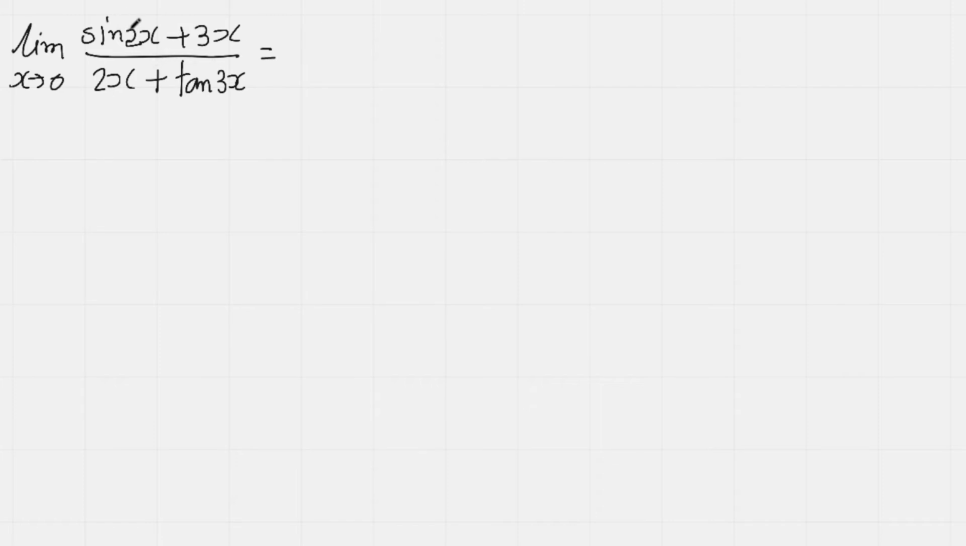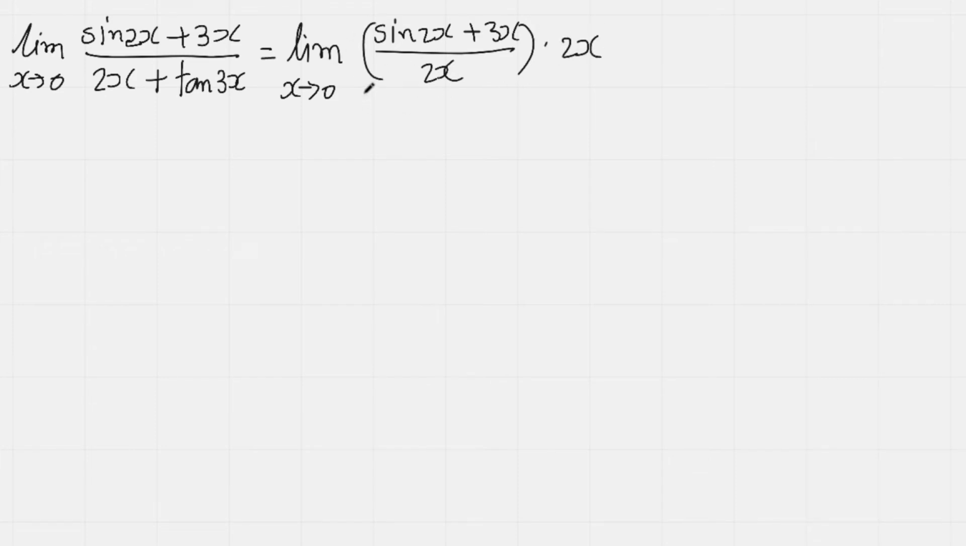So here we can see that the angle of sine is 2x. So if we get 2x in the denominator of sine, we can use the formula limit of sine theta over theta as theta approaches 0 is equal to 1. So let us divide the numerator by 2x and multiply by 2x. So this will be equal to limit x approaches 0 of sine 2x plus 3x, whole divided by 2x, and let us multiply the whole numerator by 2x.